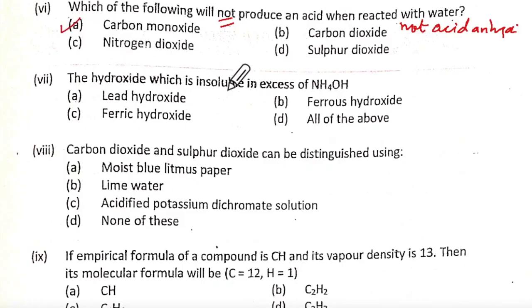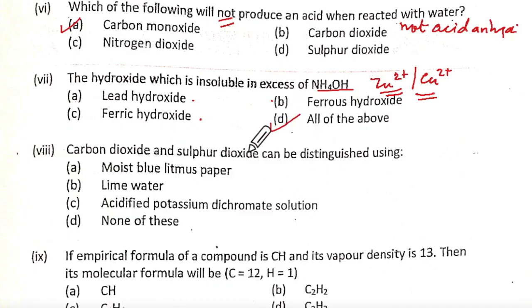Then hydroxide, which is insoluble in excess of NH4OH. Now, the ones soluble in NH4OH are Zn2 plus and Cu2 plus because they form tetraammine compounds. So lead hydroxide. No, one minute. This is insoluble, this is insoluble, this is insoluble.